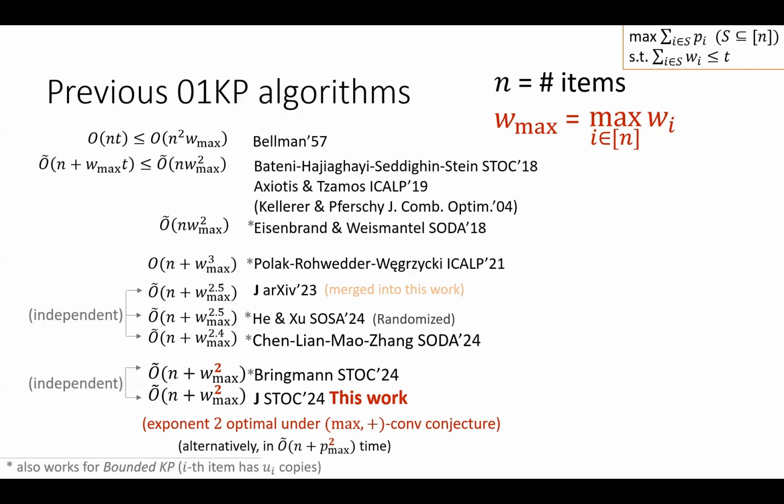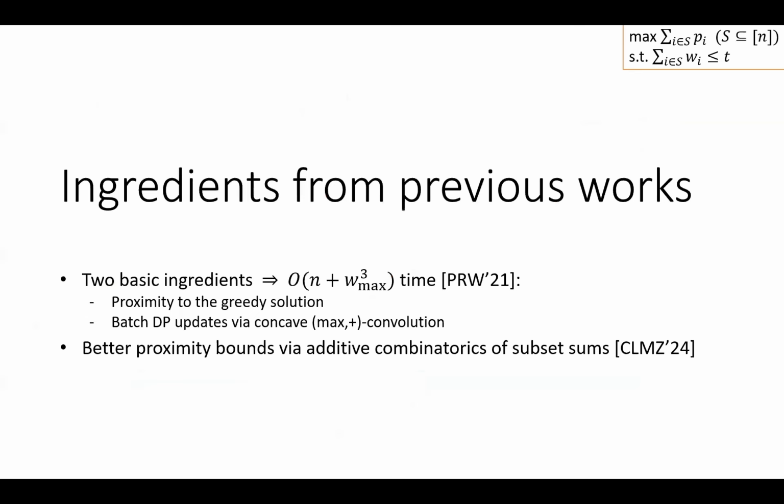This can be achieved by a known reduction that switches the role of the weights and profits in the input instances. Both our work and Brinkmann's work build on the technical ideas introduced in the previous work by CLMZ, which appeared in STOC24. Now let's go into the technical part of this video.